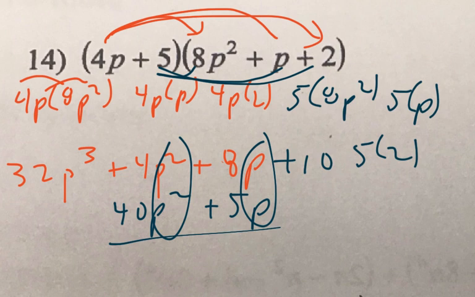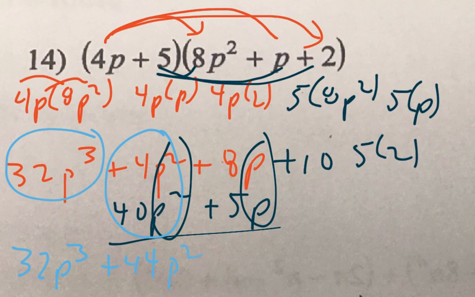So looking at our answer, what do we have? We have 32p cubed. 40 and 4 makes 44p squared. The 8 and 5 make 13p. And of course, don't forget the plus 10 at the end. Distributive property, guys. Distributive property. Got to know it well.